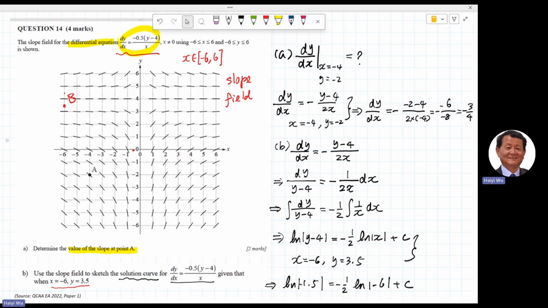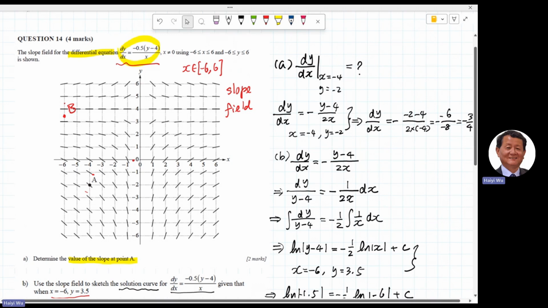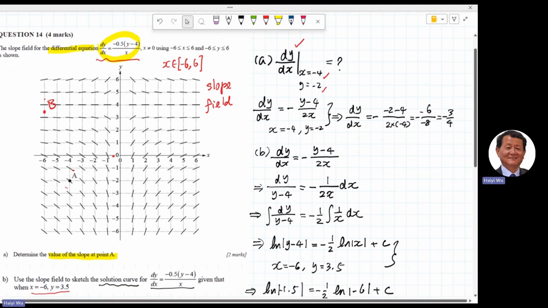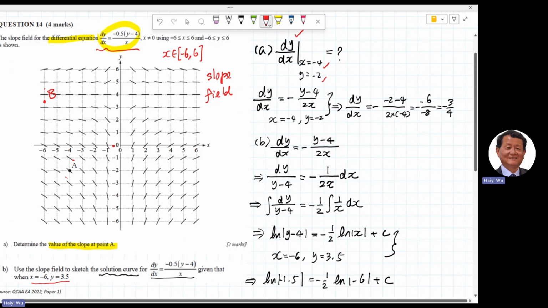The first question we want to solve is the slope value for point A. Part A says we need to find the derivative of y with respect to x when x equals -4, which is the x coordinate, and the y coordinate is -2 for the point A. So we need to find the question mark. Let's do that. We know dy/dx is already given. We replace x with -4 and y with -2. So we substitute into the equation, and we get the value of the slope field at point A, which is -3/4. So we're done with question A.